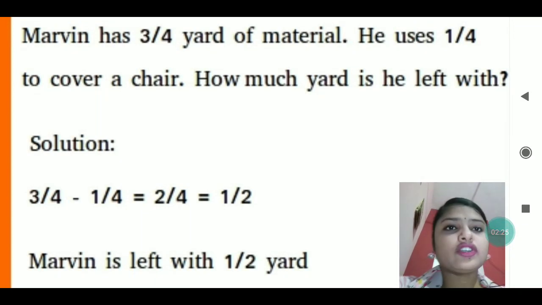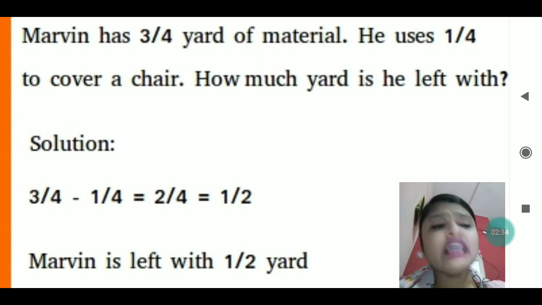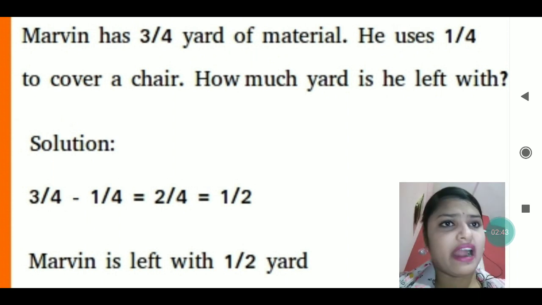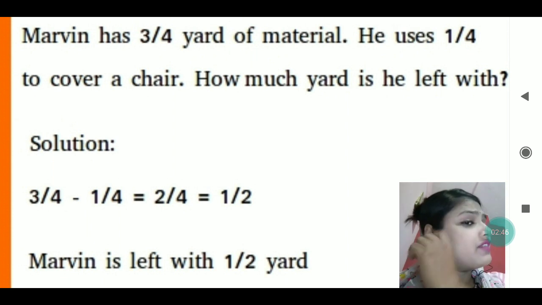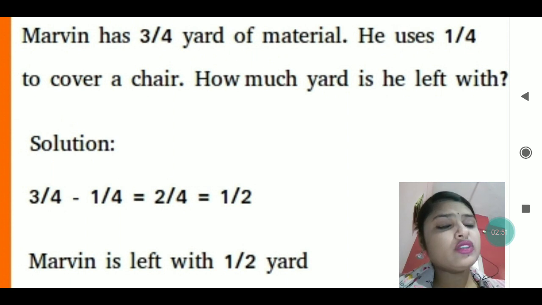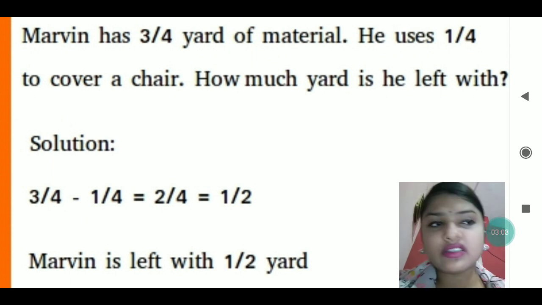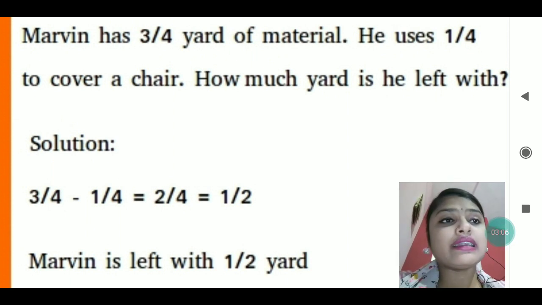Now just see this question. Marvin has 3 by 4 yard of material. What is the meaning of yard of material? It means a kind of factory, you can say, where so many useful materials, used for making furniture or other things, are there. Now see, he used 1 by 4 to cover a chair. From 3 by 4, he used 1 by 4 for covering the chair. Total parts are 4, the number of parts is 3, and from that 3 by 4, 1 by 4 is used. How much yard is left with him?